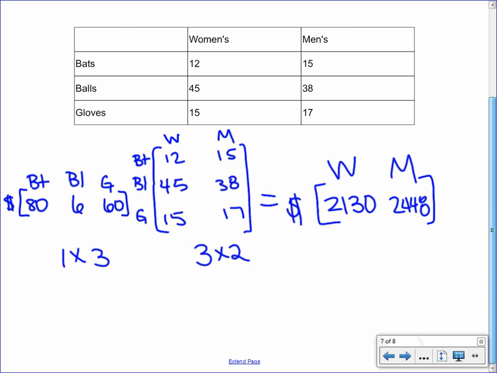Honestly, who needs 15 bats in a season for a team?